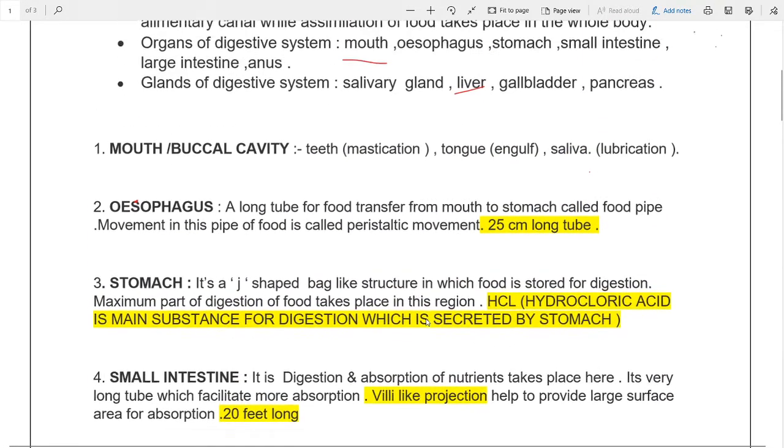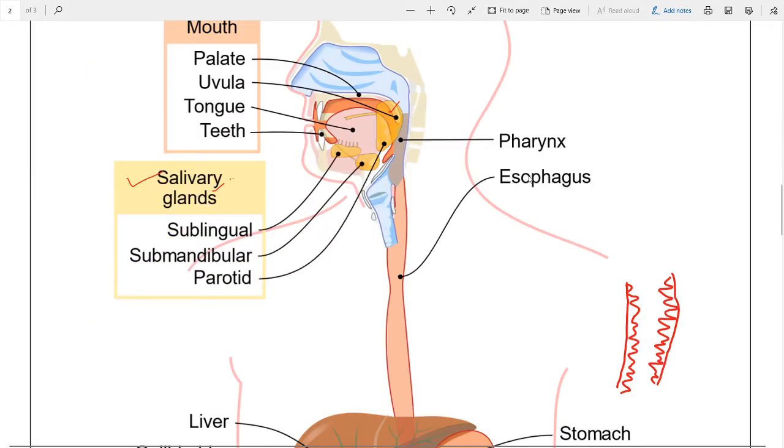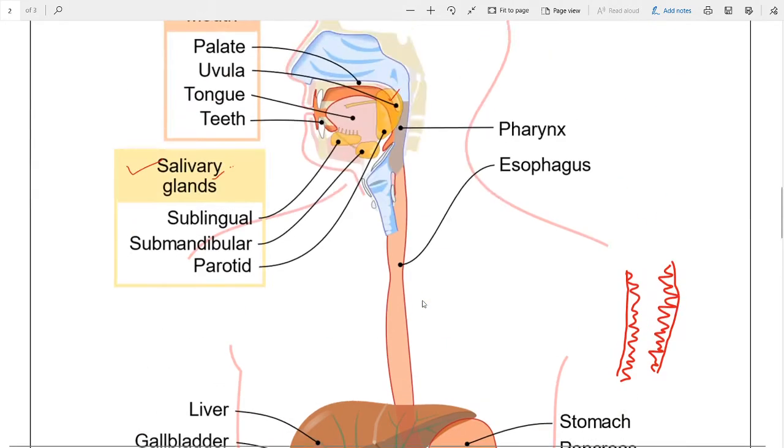The next gland is the pancreas. This also secretes into the small intestine, and as you can see, it is behind the stomach. It is a leaf-like structure, and it leads into the duodenum, the small intestine, and it helps to release an alkaline solution into the small intestine to maintain alkalinity in the small intestine.